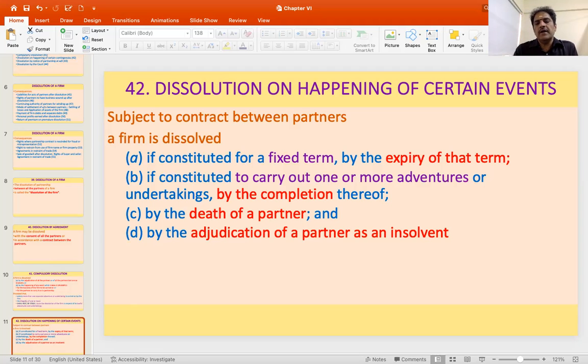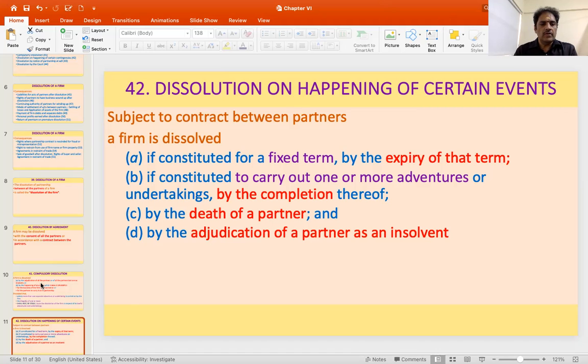Then by the death of a partner also, the partnership can be dissolved, or by the adjudication of a partner as insolvent. But by a contract, on any of these instances, you could have alternative arrangements for the continuance of the firm without the dead partner, without the insolvent partner. So those kind of provisions can be made in the contract.